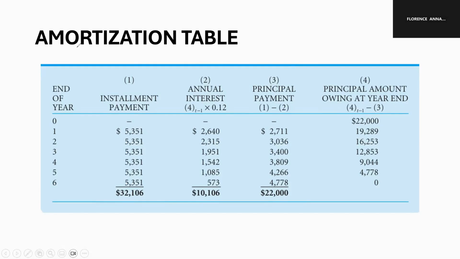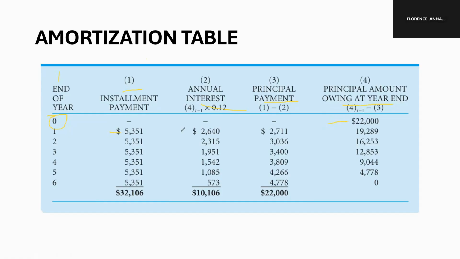Okay, so how do we prepare your amortization table? For this kind of problem, you prepare a column for your period, for your installment payment, for your interest, for principal payment, and your balance or ending balance. So for time 0 or now, ilan yung inutang ni Mr. A? That is $22,000. Magkano yung computed natin na installment payment? That is $5,351.